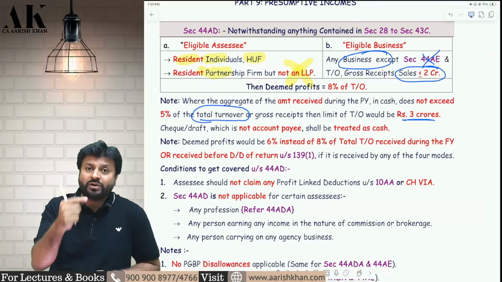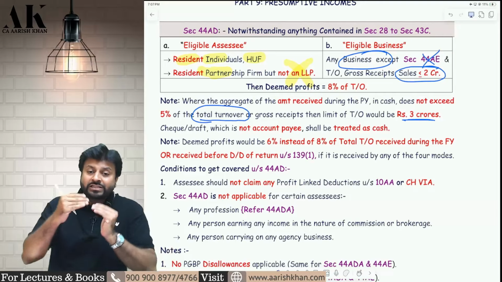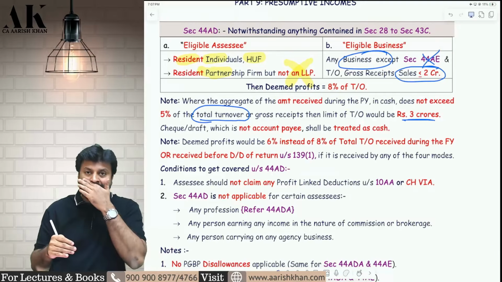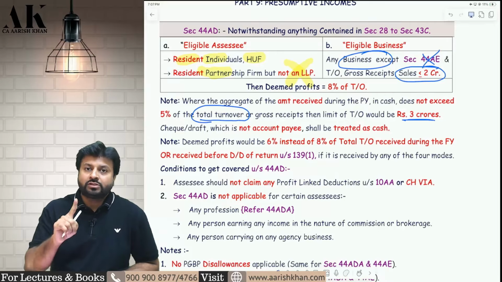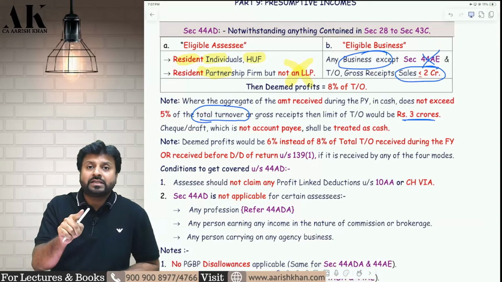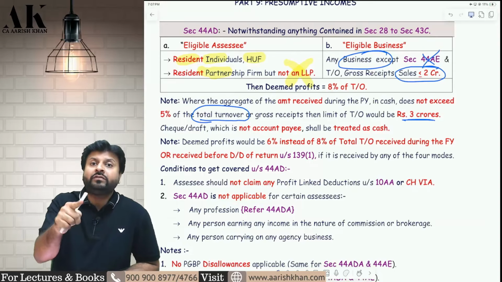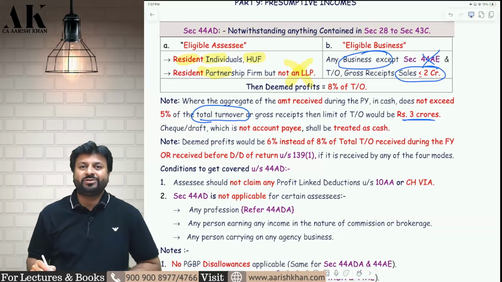There is a difference between turnover and receipts. Receipt will include all kinds of receipts. Turnover will only include sales. Are you clear or not? So by default, what is the turnover limit for you? It is 2 crore in 44AD. But if your cash receipt is up to 5% of total turnover, then you can enjoy 44AD up to 3 crore also. I hope it is clear to all of you.